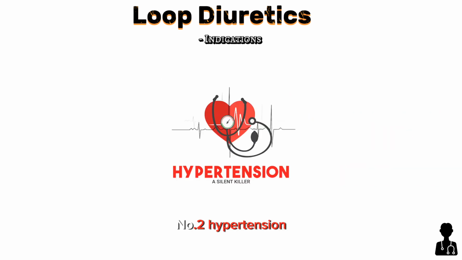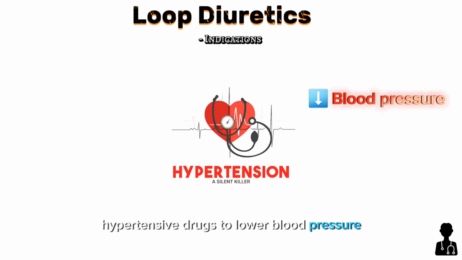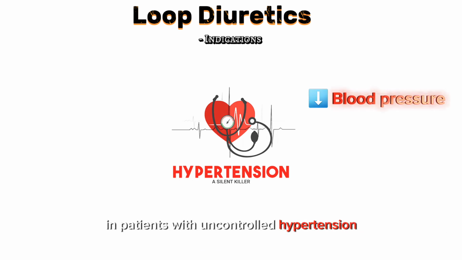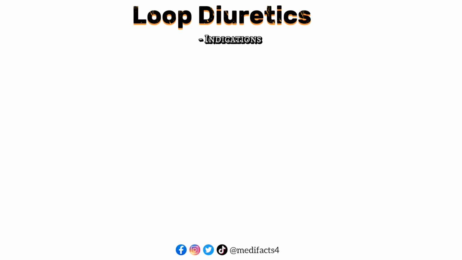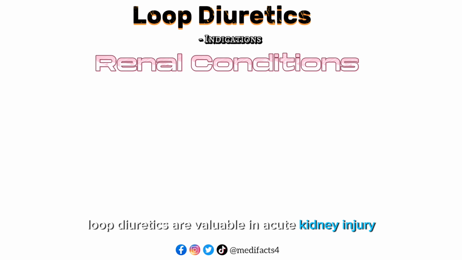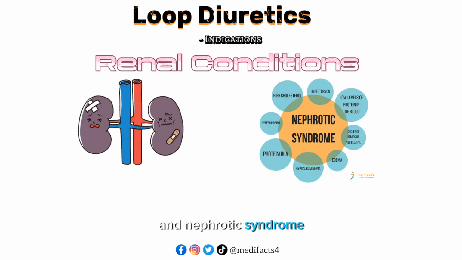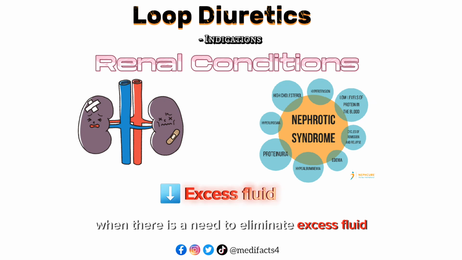Number 2, hypertension. They can be used in combination with other antihypertensive drugs to lower blood pressure in patients with uncontrolled hypertension. Number 3, renal conditions. Loop diuretics are valuable in acute kidney injury and nephrotic syndrome when there is a need to eliminate excess fluid.